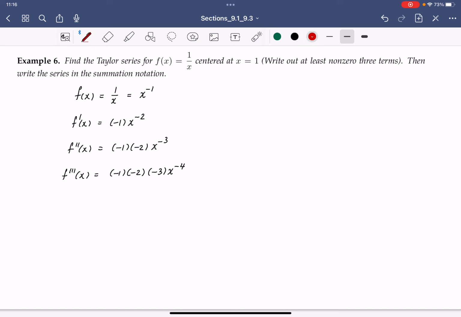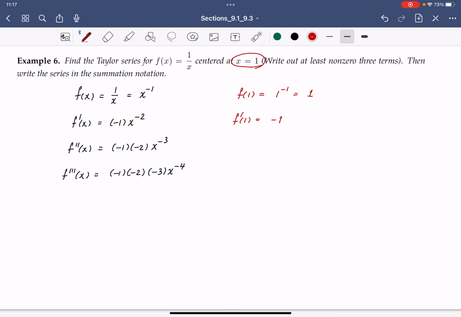Now the center they give you is 1, so you can compute at 1. So it is 1 to the minus 1, which is actually 1. And then f prime at 1 is actually minus 1, because you plug in x equals 1, so this term is going to be 1 anyway.